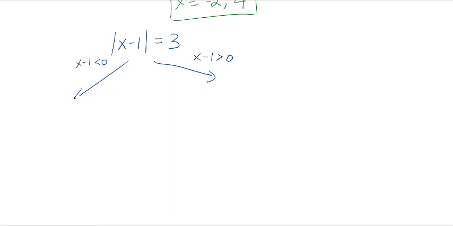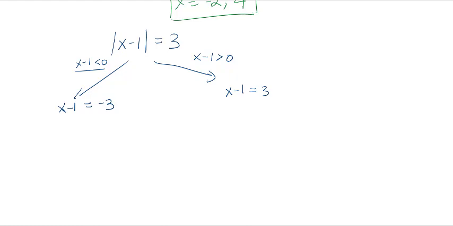When that's correct, then the absolute value is actually just equal to the term itself, so x minus 1 equals 3. On the other hand, when we have x minus 1 is less than 0, what's inside the absolute value should be negative, so it equals negative 3. And we can go on now and solve.